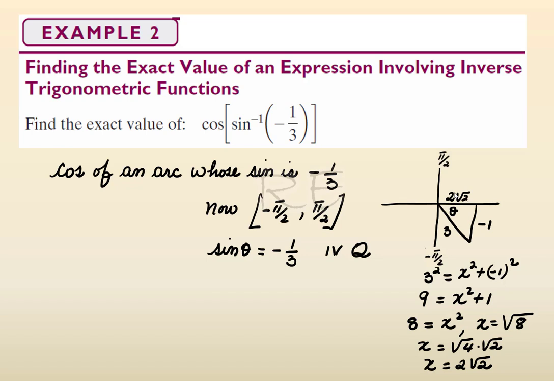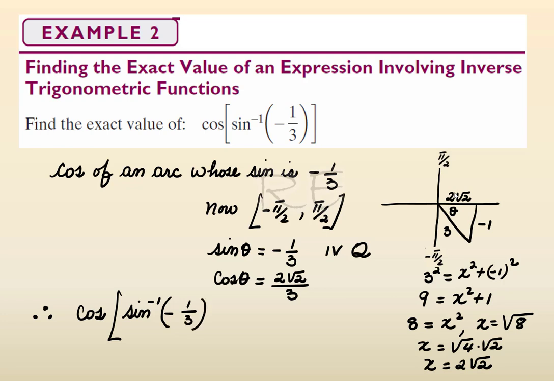We will replace x in the reference triangle. x is equal to 2 square root of 2. Then we can calculate cosine theta, which is equal to adjacent, 2 square root of 2, divided by the hypotenuse, 3. Now, in conclusion, the cosine of the inverse sine of -1/3 is equal to 2 square root of 2 divided by 3.